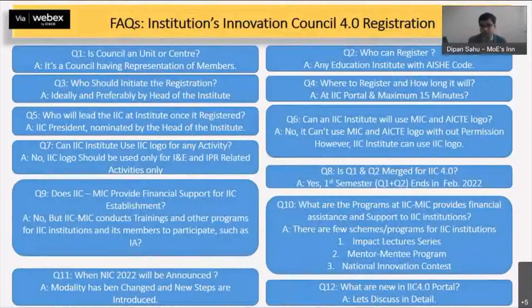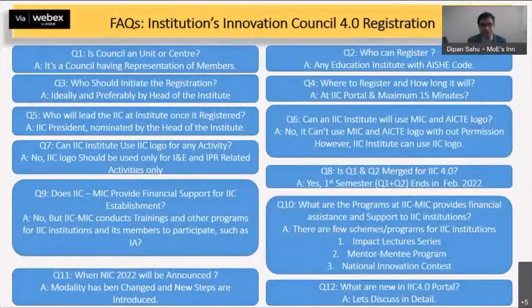Now, the second common question, frequently asked, especially by new institutions: who can register for IIC? Any educational institution with an IIC code can register as an IIC. And it is free of cost. You have to just type iic.mic.gov.in and register.